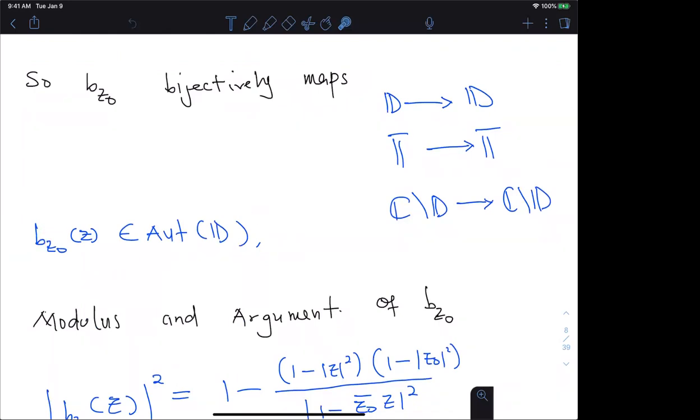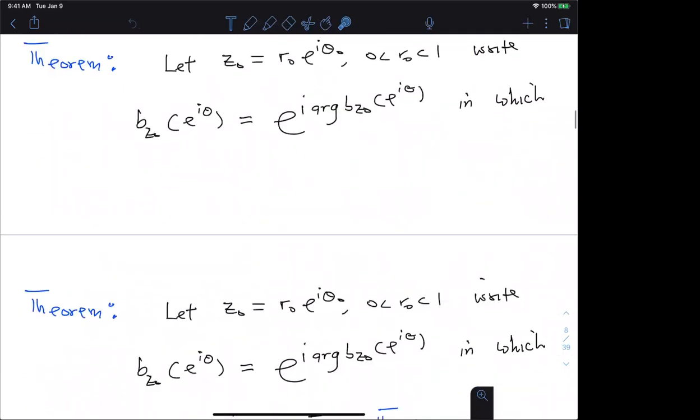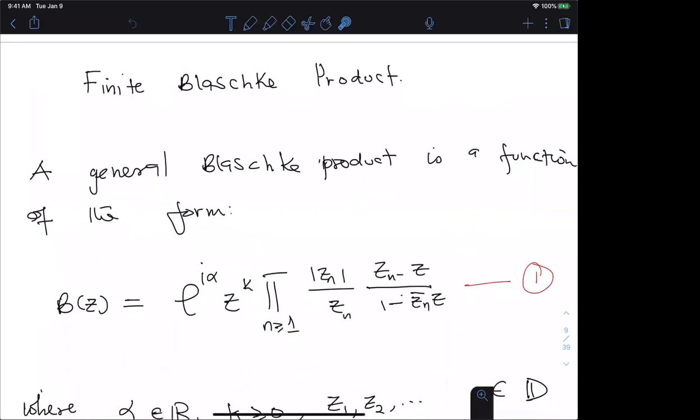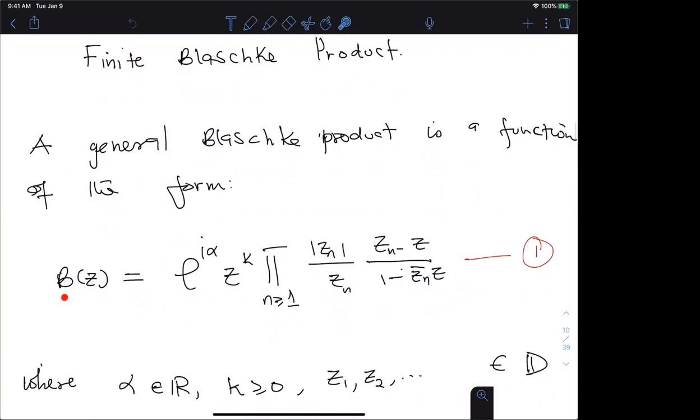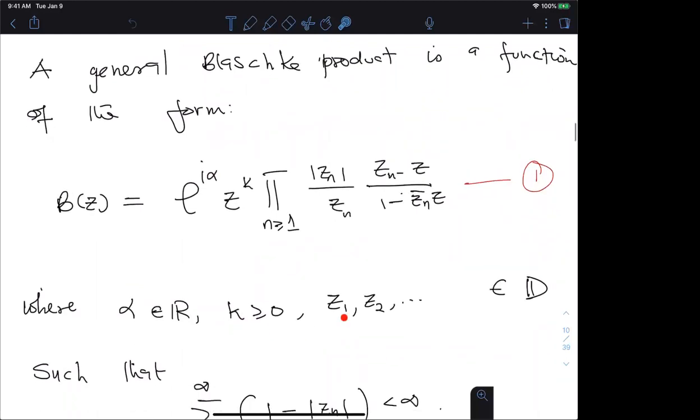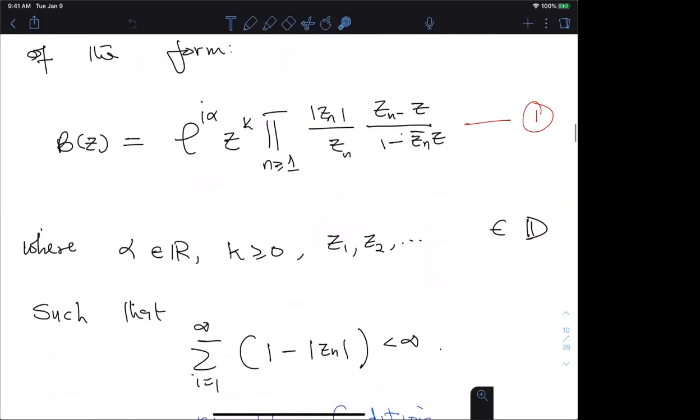Now the modulus and arguments are interesting things to look at when it comes to the Blaschke factor, but I would like to skip all those for now and get to the point. So the finite Blaschke product is the next thing that we want to look at. But first, a general Blaschke product is just a product of Blaschke factors together with this unimodular term, that is a modulus of 1. So an expression of this form such that alpha is a real number, k is non-negative, and the sequence of points are in D, such that this condition holds is what we call the Blaschke product.